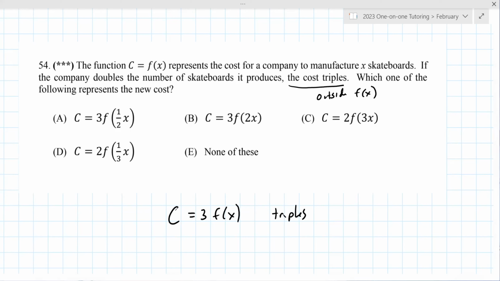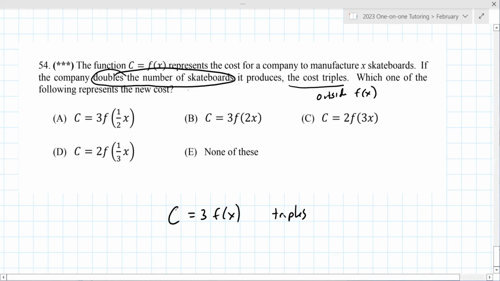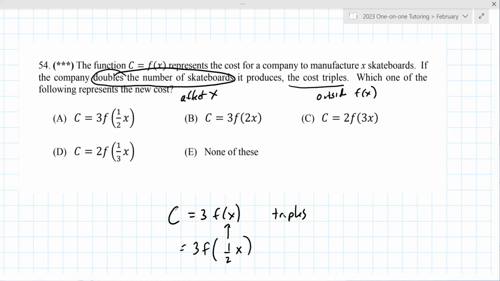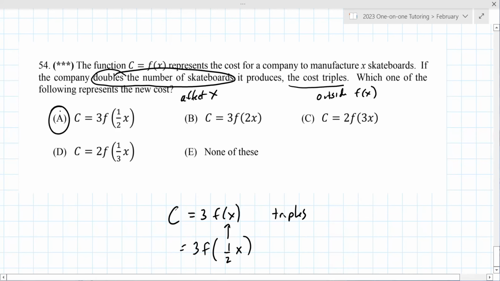All right. Now they want to double the number of skateboards. That's going to affect X. But remember, when it's inside parentheses, it's always kind of opposite what you think. Instead of doubling, it becomes 1/2. So you're dividing the exponent. Like dividing the fraction would be multiplying. Exactly. Yeah, A would be the answer. Okay.